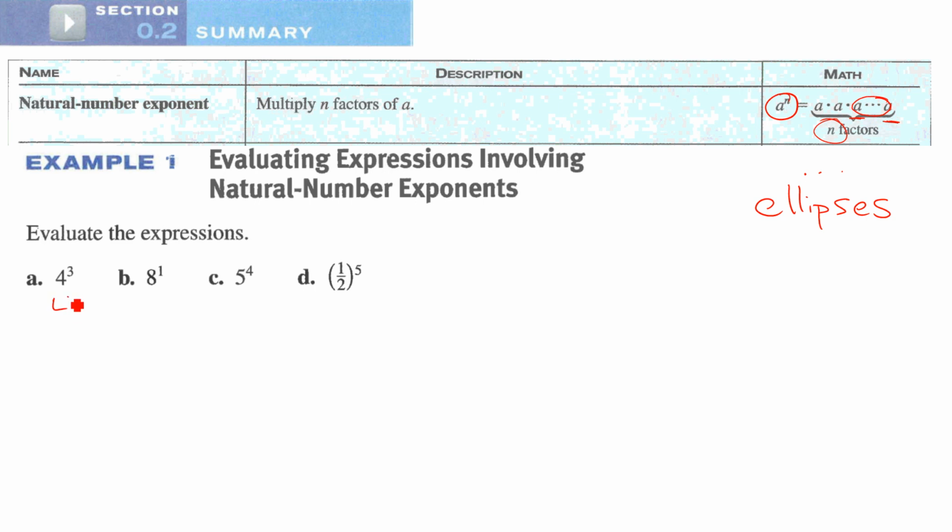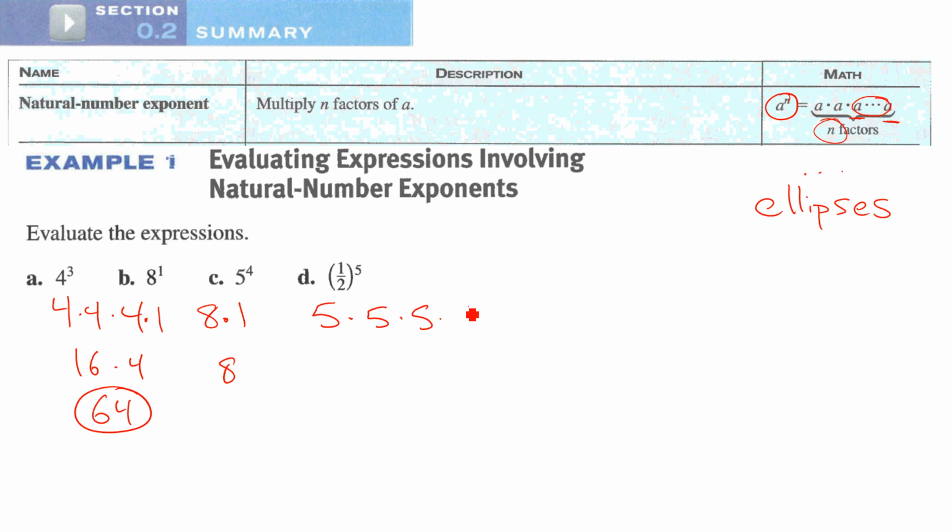4 cubed would be 4 times 4 times 4, which would be 16 times 4, and 16 times 4 is 64. How about 8 to the first? 8 to the first is just 8 times itself. Now remember, you can always say times 1 at the end of these. So 8 times itself, or just 8 times 1, is 8. 5 to the fourth, 5 times 5, 4 times. So that is 25 times 25, and that is 625.